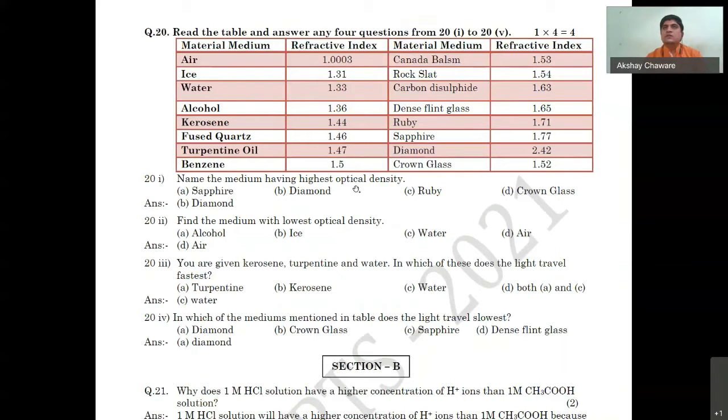So optical density is directly proportional to the refractive index. So the medium whose refractive index is high, its optical density is also high. So the diamond. Find the medium with the lowest optical density: air. You are given kerosene, turpentine, and water, and light travels fastest, so water. In which of the medium mentioned in the table does light travel slowest? So diamond.